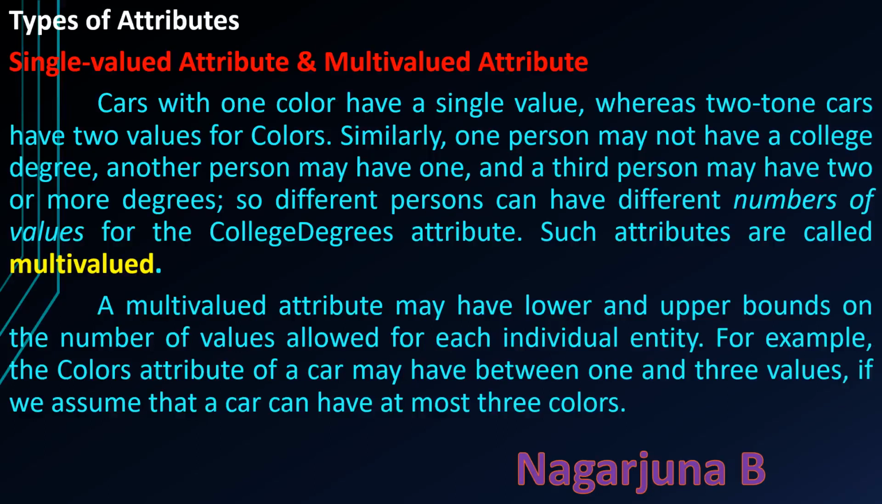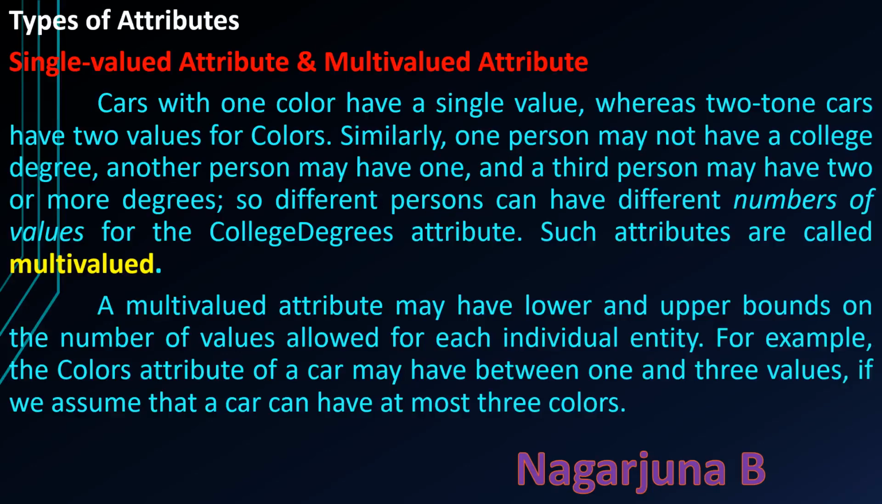Similarly, a person may not have a college degree, or a person may have one degree, or a person may have 2 degrees or more than 2 degrees. In those cases, a person with no degree will not have a value, whereas a person with 1 degree will have 1 value. A person with 2 degrees will have 2 values. A person with 3 degrees will have 3 values. That means these kinds of attributes will have a different or multiple number of values, and those kinds of attributes are called multi-valued attributes.